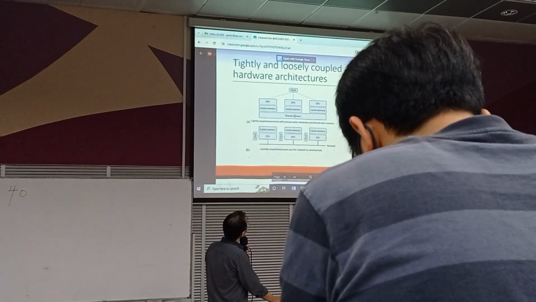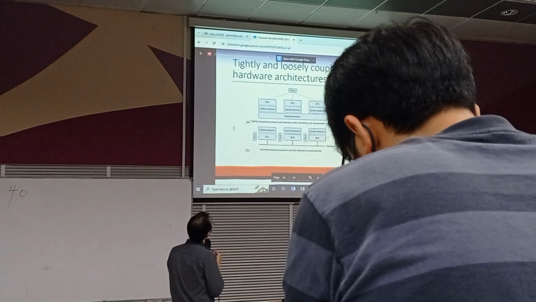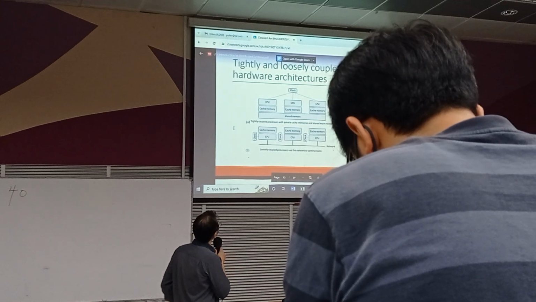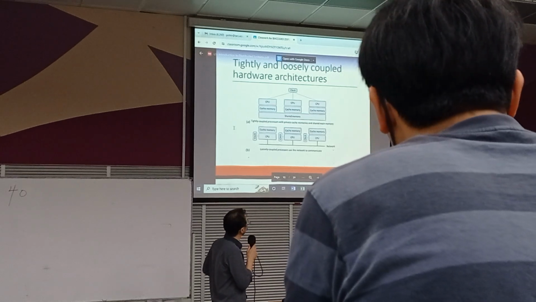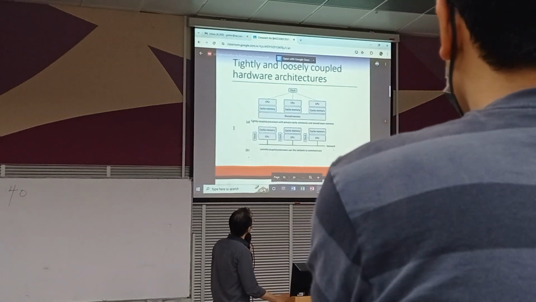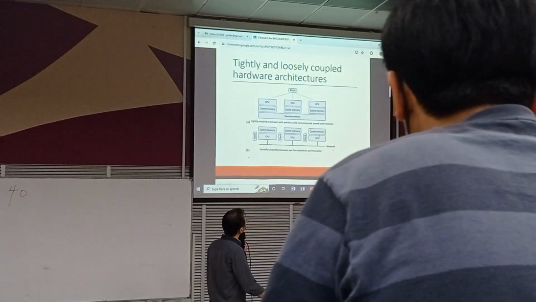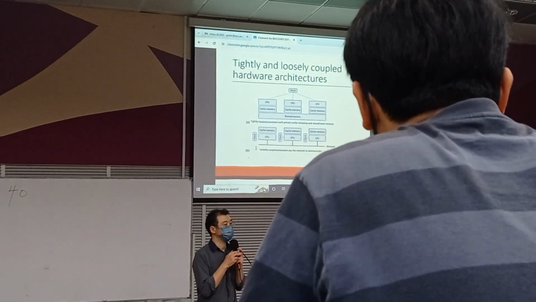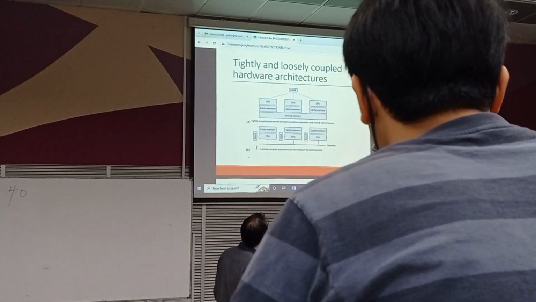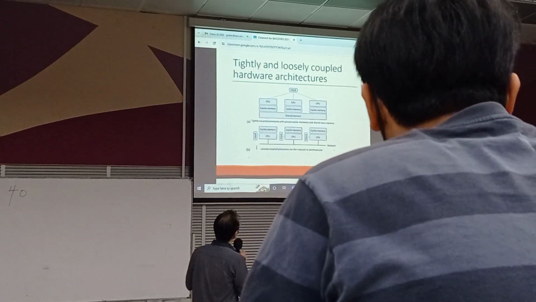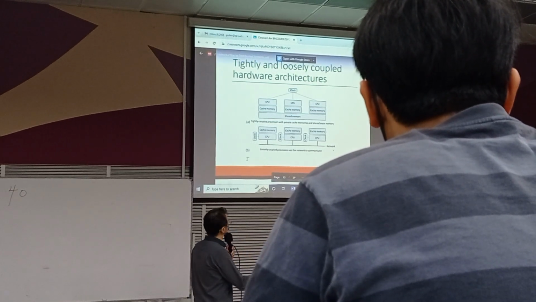You have shared memory, and therefore the access is going to be very fast. Another way to implement the system is to create a loosely coupled system, like what is shown at the bottom there. You have different CPUs here. Here is one computer, this is another computer, and they are connected through the network in order to create the computer system.